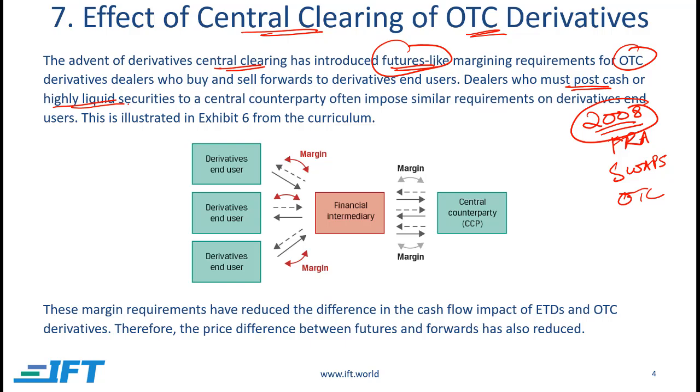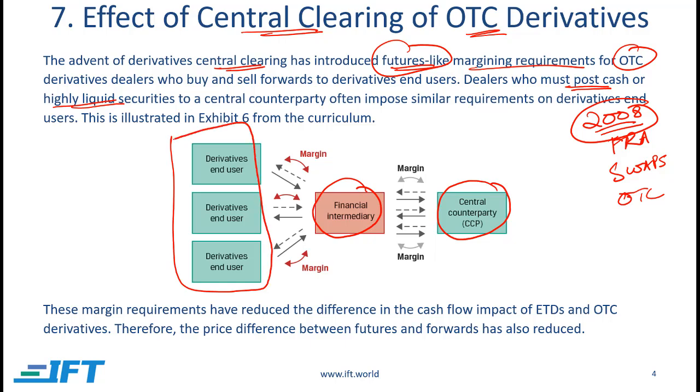So even though forwards are forwards and they're not supposed to have futures-like margin requirements, now, just for safety, the government has a central clearing requirement. Because of that, whichever financial intermediary is dealing in all of this needs to post a margin with the central counterparty, and because they need to post the margin, they ask their customers to post a margin with them. So they impose similar requirements on their end users.